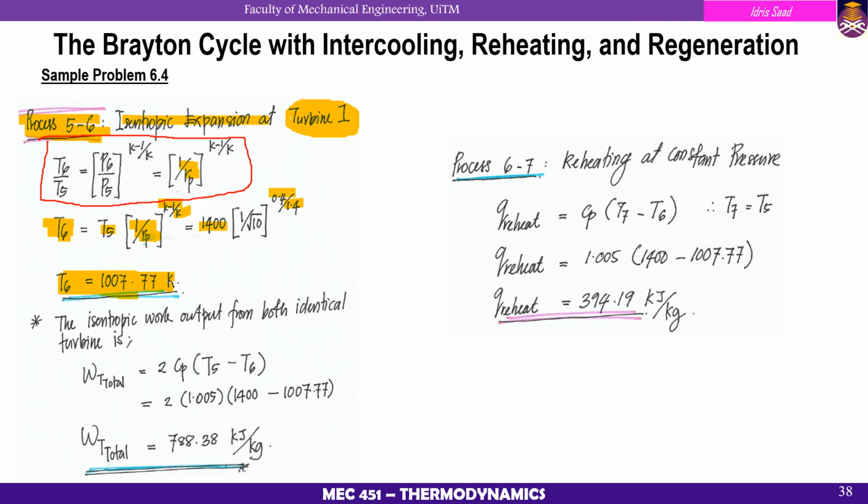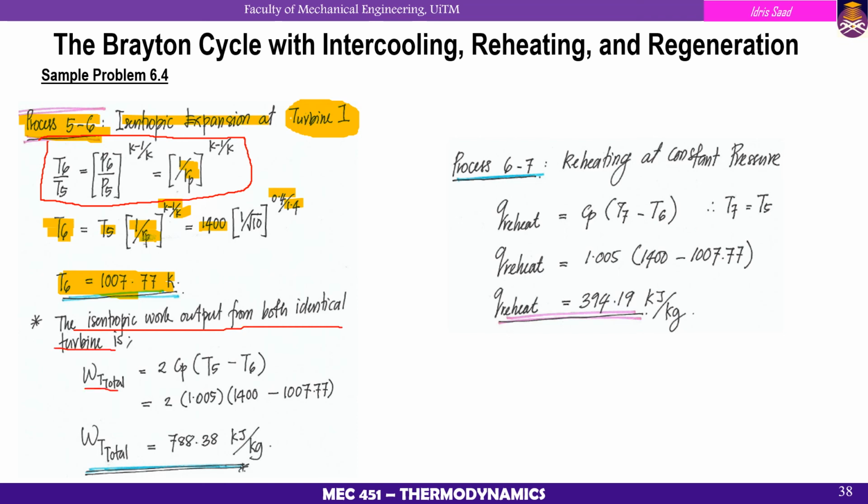Please remember these are identical turbines, so T6 is equal to T8. Then we can calculate the isentropic work output from both identical turbines.